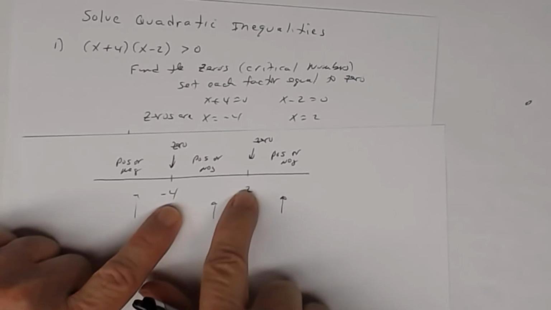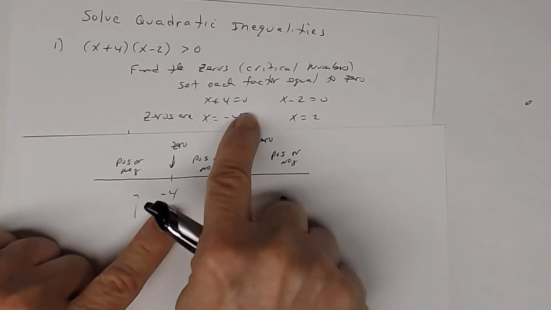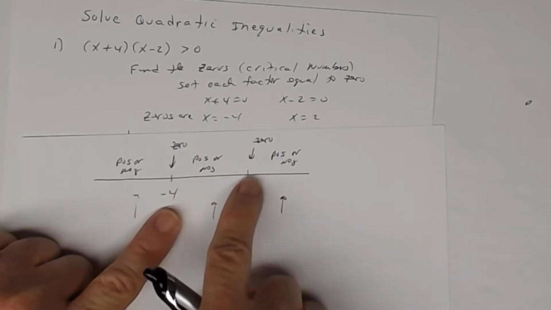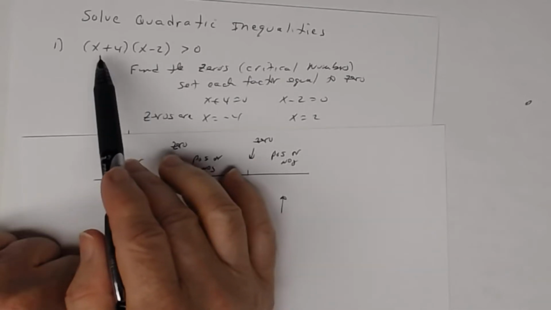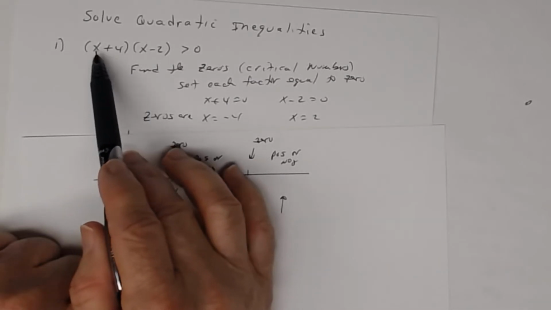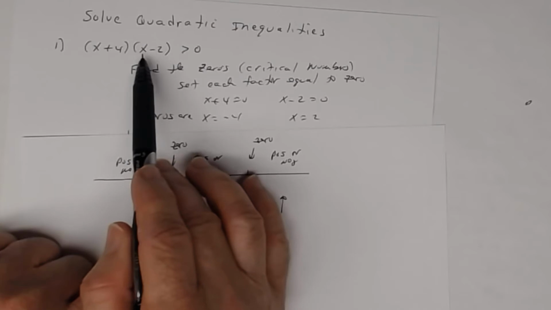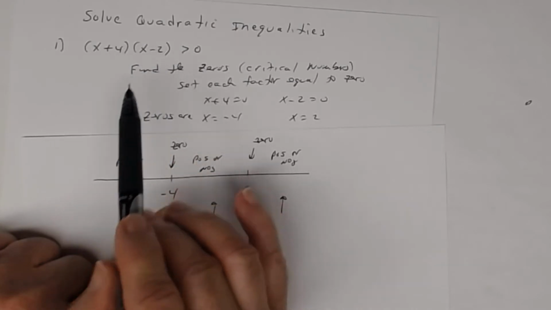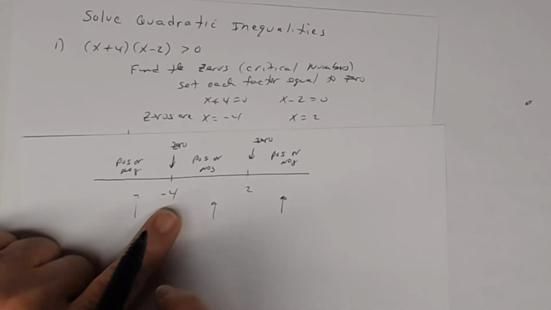At those critical numbers, my value is 0, because that's how I found the critical numbers. I set that equal to 0. So when x is -4, I get 0. When x is 2, I get 0. You can check it. When x is -4, what's -4 plus 4? 0. And -4 minus 2 is -6. 0 times -6 is 0, right? So that's 0.